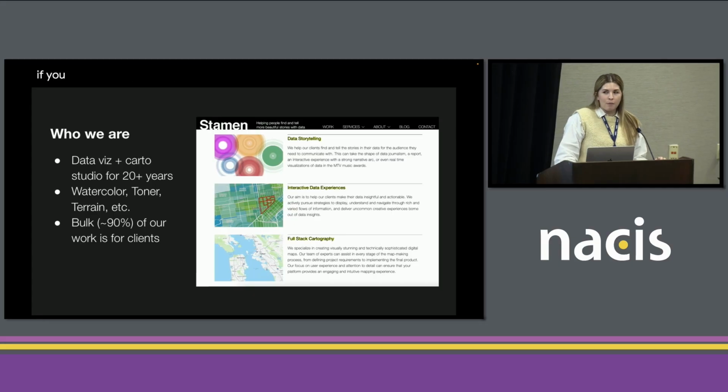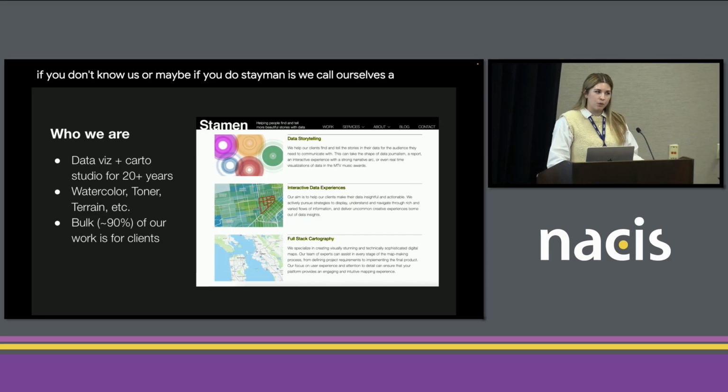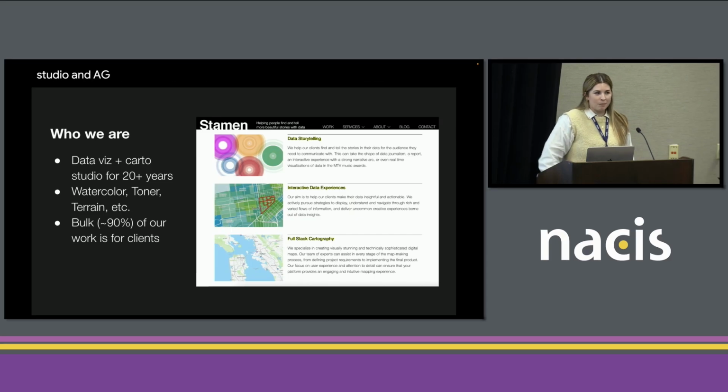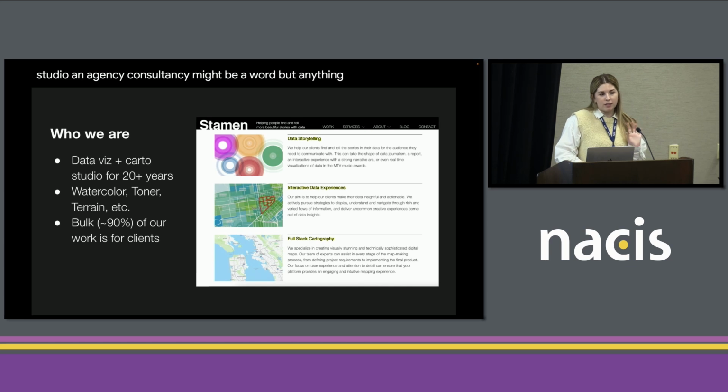So if you don't know us, or maybe if you do, Stamen is, we call ourselves a design studio, an agency, consultancy might be a word you would use, but anything that touches data viz or cartography is our domain. You might know us for maps we've created over the years, like Watercolor, Toner, and Terrain. You'll probably see these across the internet in lots of various places. Watercolor is in the Smithsonian Permanent Collection.